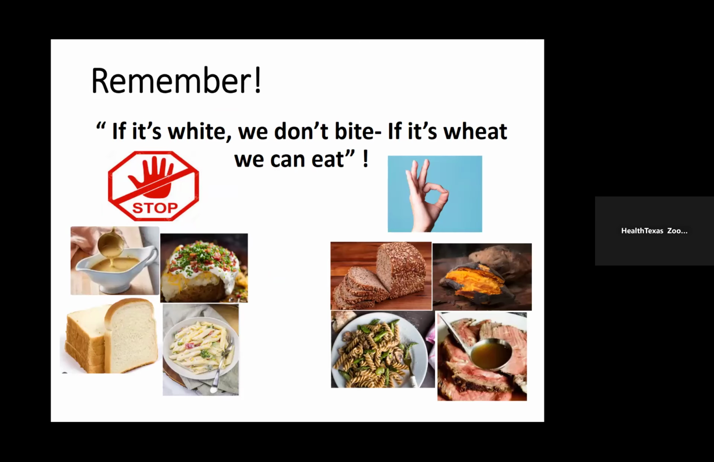So remember, if it's white, we don't bite. If it's wheat, we can eat. Basically, that is referring to foods that are rich in fiber. Brown rice, whole wheat pasta, whole wheat breads, sweet potatoes, the juice rather than the gravy from meats. These are all going to be healthier for you than what I show you on the left-hand side.